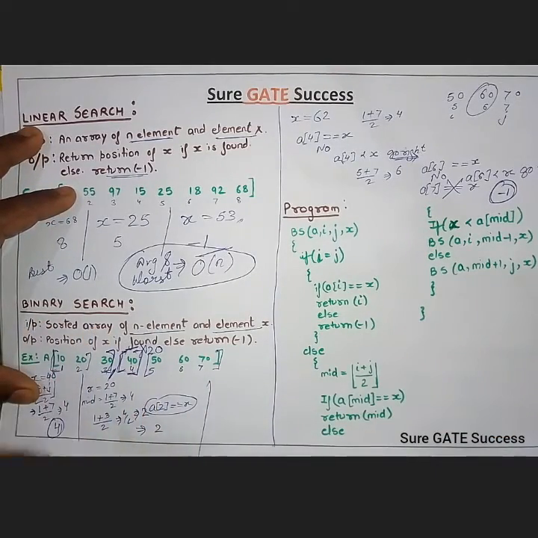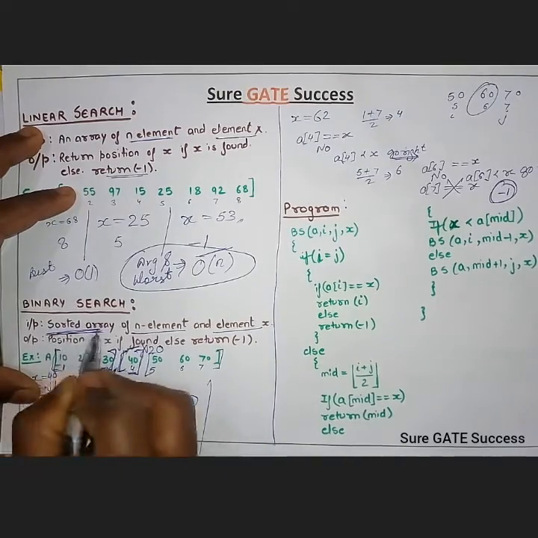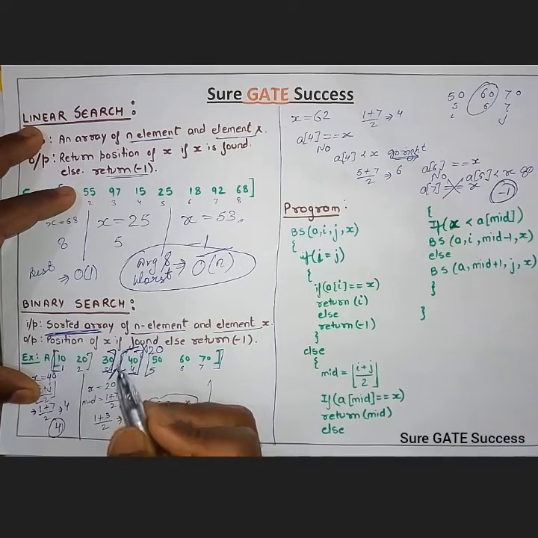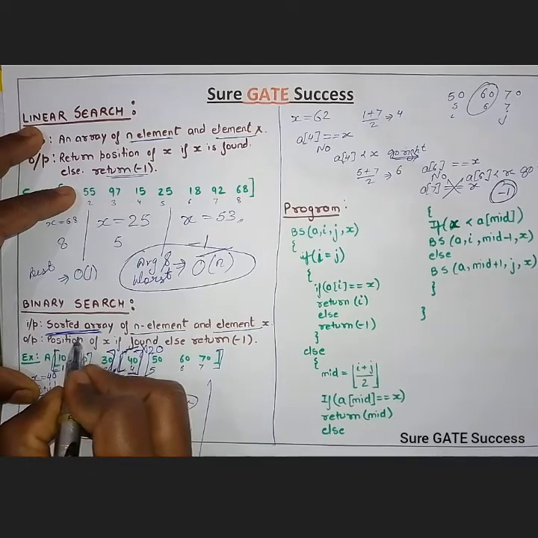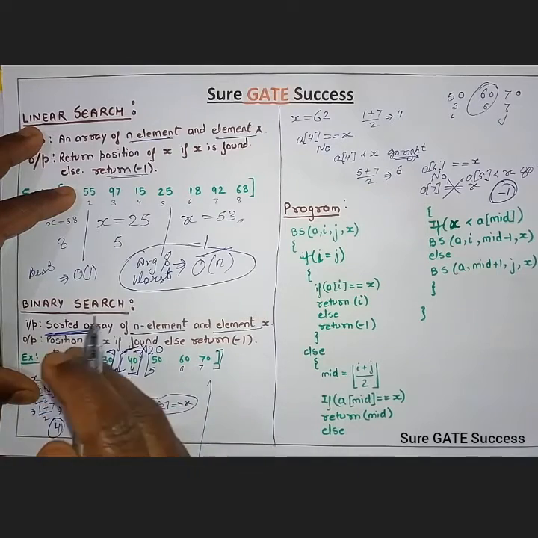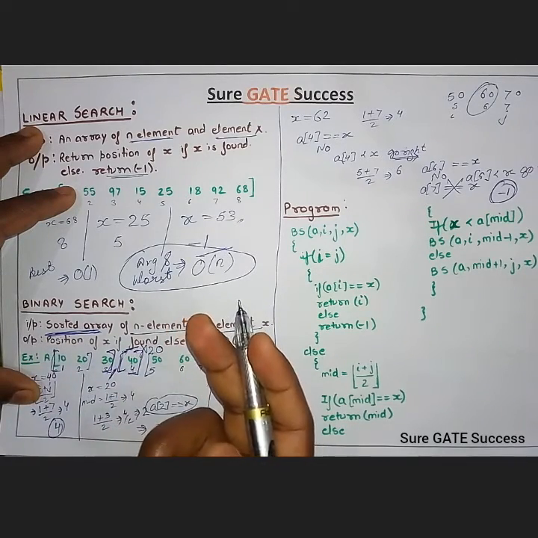Keep in mind that for binary search the array has to be sorted, because if the array is not sorted, it can't be applied. So the necessary condition is that the array has to be sorted. If the array is not sorted, firstly we have to sort the array, then apply the binary search. It will take more time.